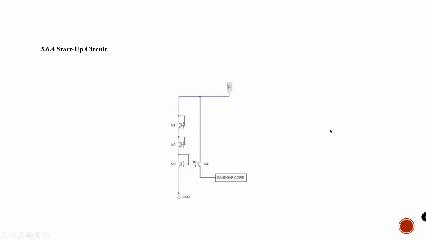During starting, no current flows in the bandgap circuit. Output voltage is 0, basically, so M4 here is on. It is mirrored with M3, so the drain current of M3 and M4 is equal. This current is injected into the bandgap core, but as the circuit reaches steady state, the source voltage of M4 becomes equal to the reference voltage, which is about 1.2 volts.